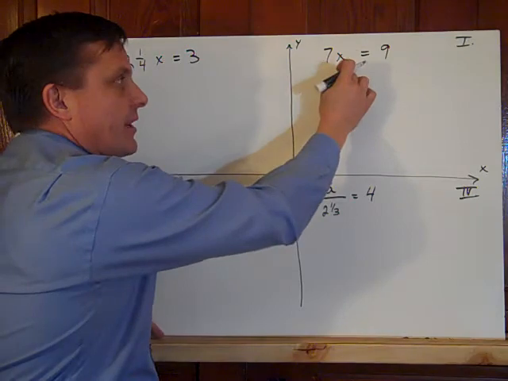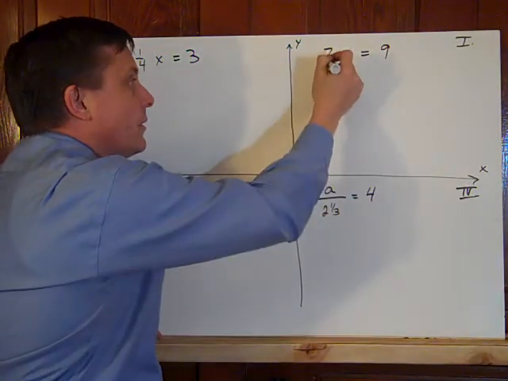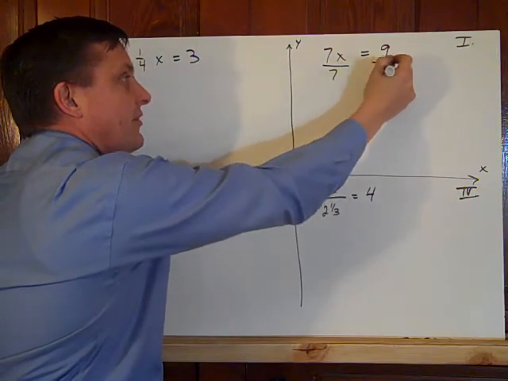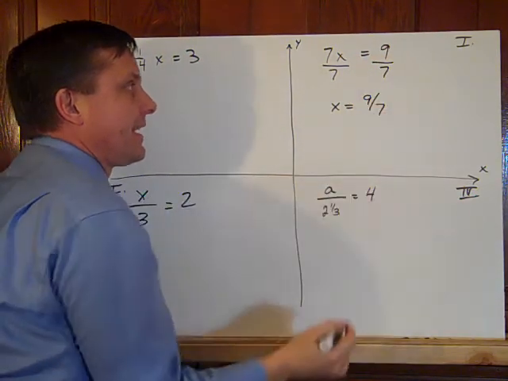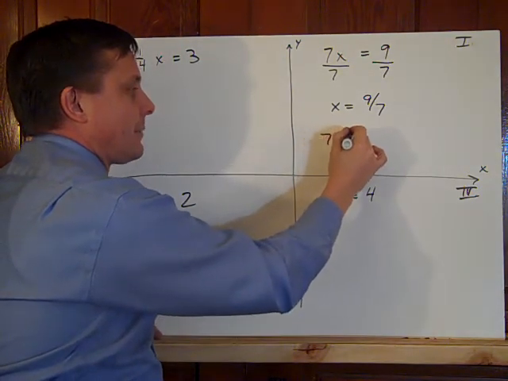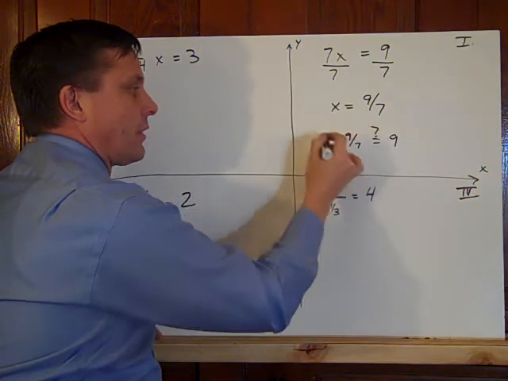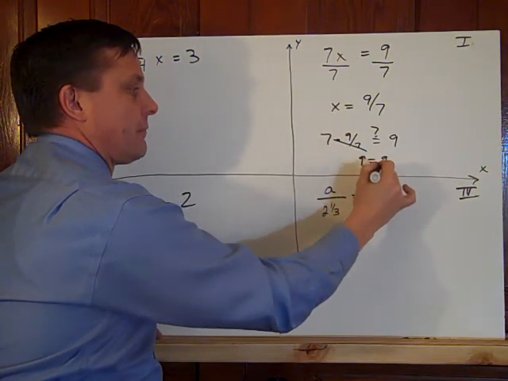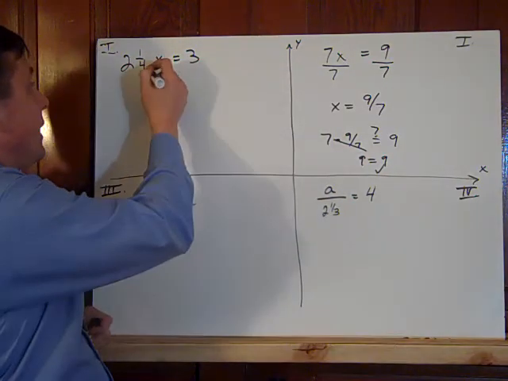I have 7 times x equals 9. Well, the variable is being multiplied, so I need to do the opposite of multiplication, which is division. And that is 9/7. And again, if you want to check this, go to the original equation. 7 times 9/7 equals 9. Question mark. 9 equals 9. Boom. It checks out. You can check your answers every time.